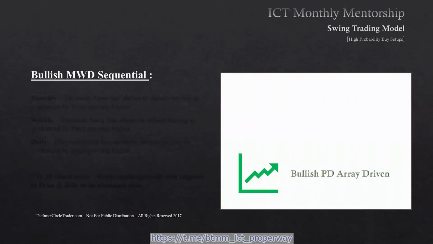Okay, bullish: monthly, weekly, daily, sequential. Okay, monthly charts. When you're looking at the monthly charts of the asset class that you're studying or doing your analysis on, what you're looking for is a discount array that has shown to induce buying, and it's going to be evidenced by price moving higher. In other words, we're looking for displacement off of a discernible discount array. That means it could have been a bullish order block, it could have been an old low, an old high, it could have reacted after closing in a fair value gap or a void, or it could be bouncing off of a breaker.